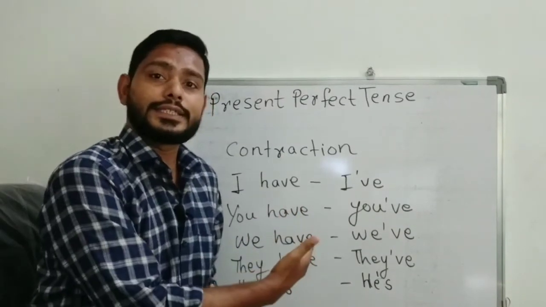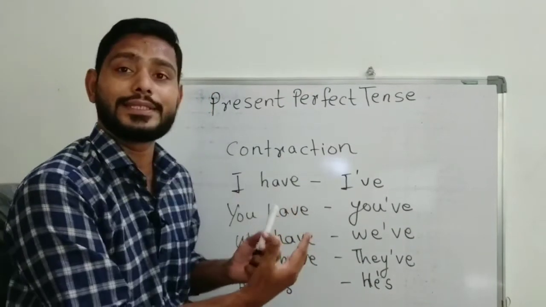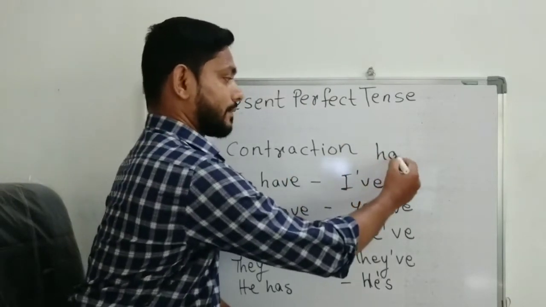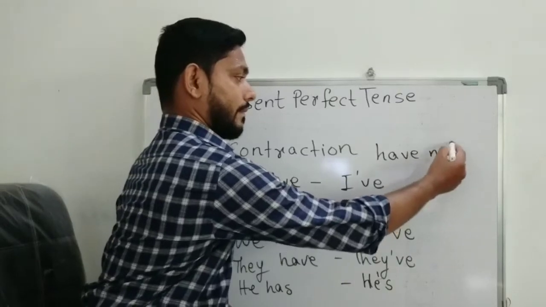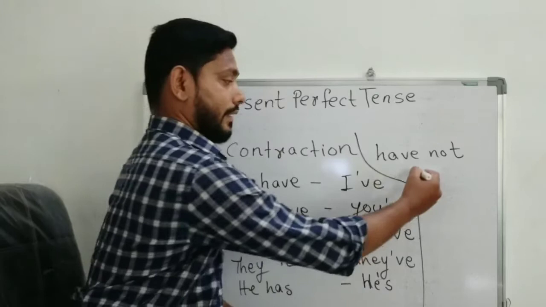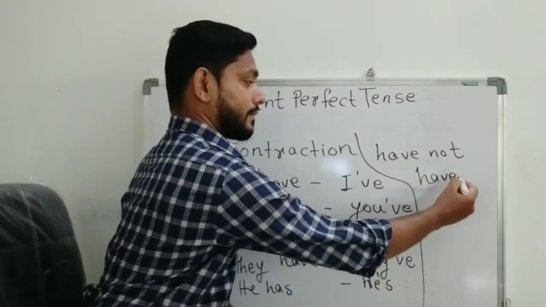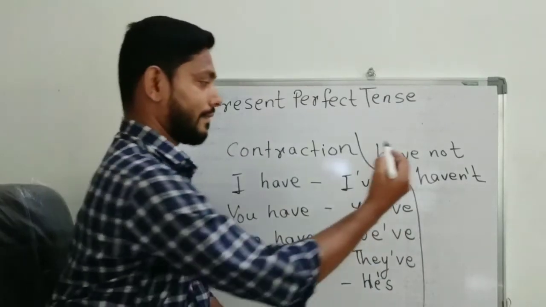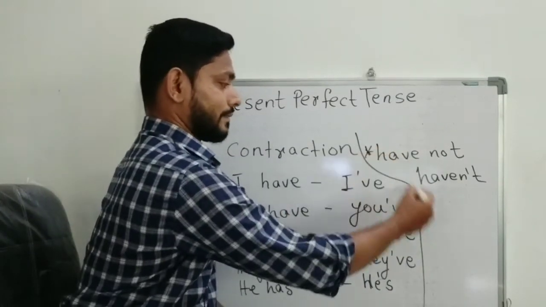Now let's try to understand how we can make the negative of contraction. Let's take the example "have not." How can we make the negative of "have not"? Yeah, haven't. And "has not."